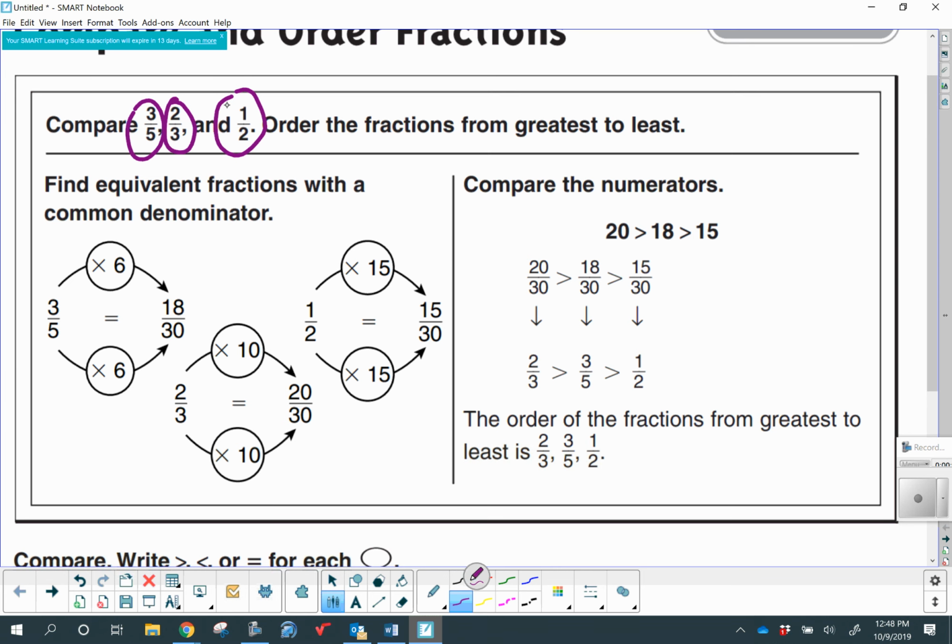The way in which we find the common denominator is by thinking about what is the least common multiple of 5, 3, and 2. So I'm going to go over here and I'm going to list the multiples of 5. 5, 10, 15, 20, 25, 30. I'm going to stop there and see if I can find something within that set that will also work for 3 and 2. So if I do the same thing for 3, 3, 6, 9, 12, 15.